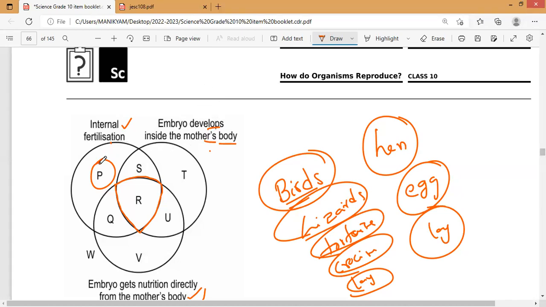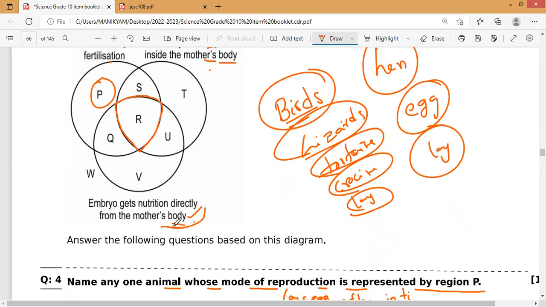But this P region will never include embryo development inside the body with nutrition directly from the mother. What is this called in humans? The embryo gets nutrition directly from the mother's body. What is the name? What is the system? We have that name. Nobody? Then what are you people remembering? What is the name of that one? Placenta. You forgot it. In humans, I am asking.